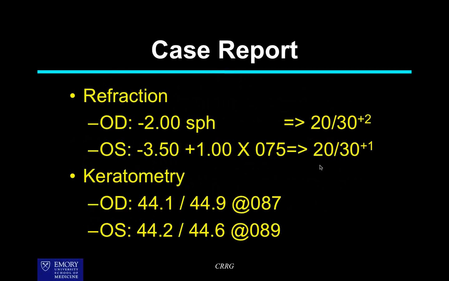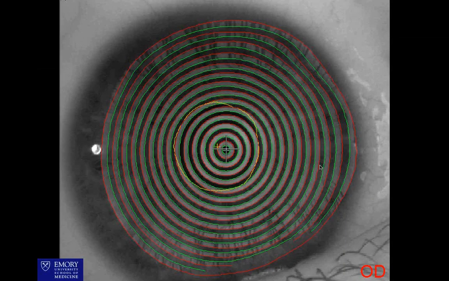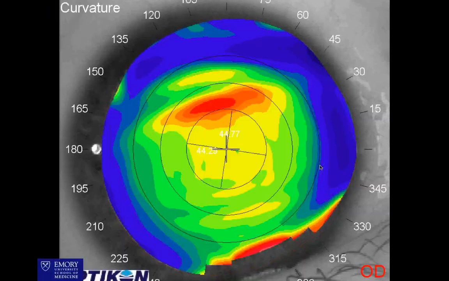Keratometry was not that unusual. It's mild, very mild with the rule. His corneas were absolutely clear. There were no stria, no Fleischer rings, no scarring, no thinning was noted, and the rest of the ophthalmic exam was also unremarkable. So looking at his topographies, this is the right eye rings, pseudodisc rings. Now here's where it looks like he's got superior keratoconus.